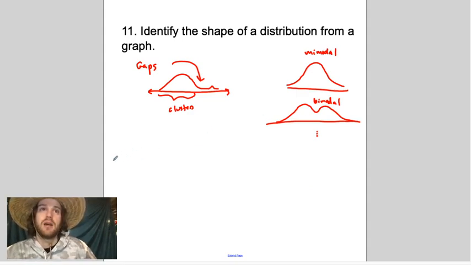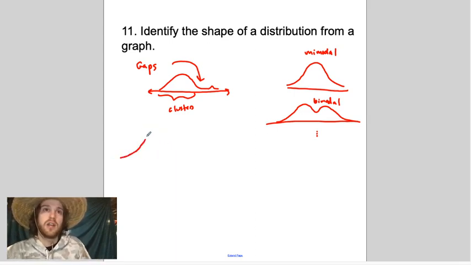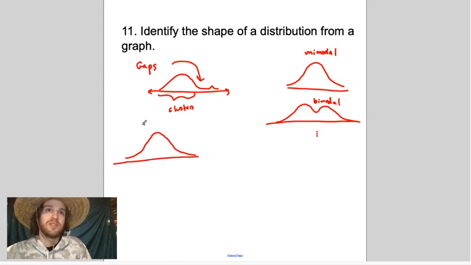Okay, and then there's the shape. You've got your normal shape, which is, no, I didn't do a great job. It's kind of a little steeper at the top and drops off. Still not great. Man, it's a lot easier on a whiteboard. Okay, that looks all right. So you got kind of your normal shape. This is symmetric.